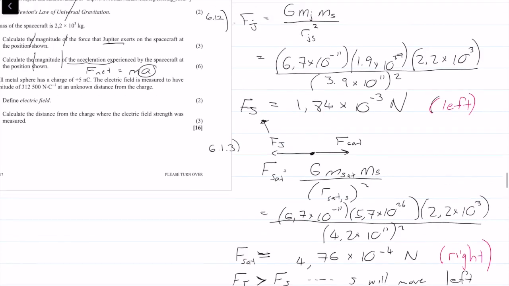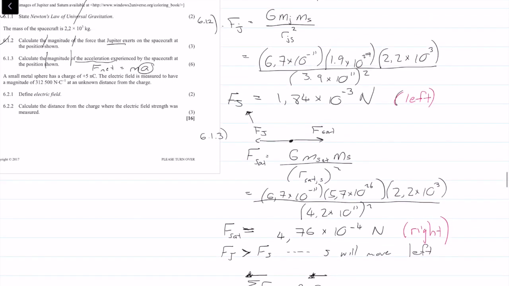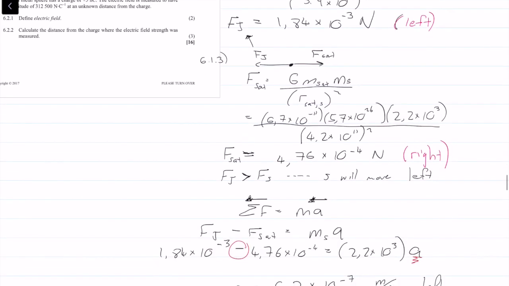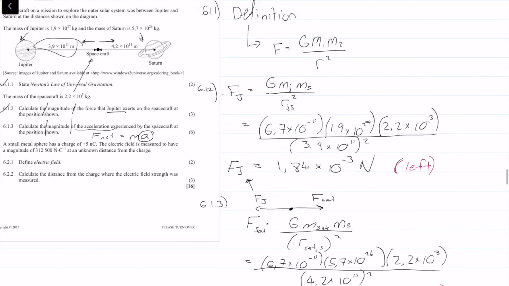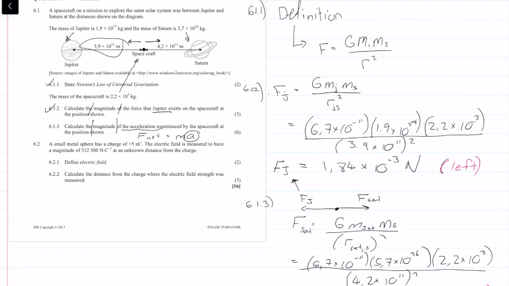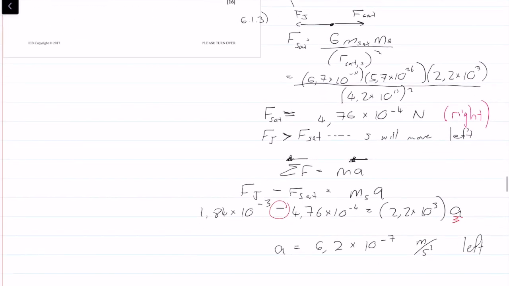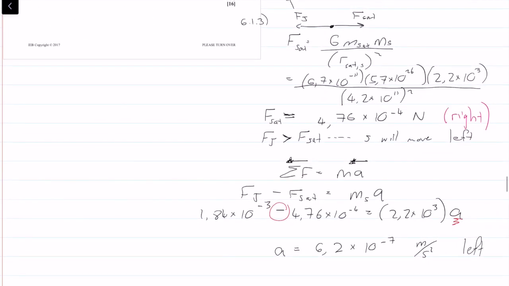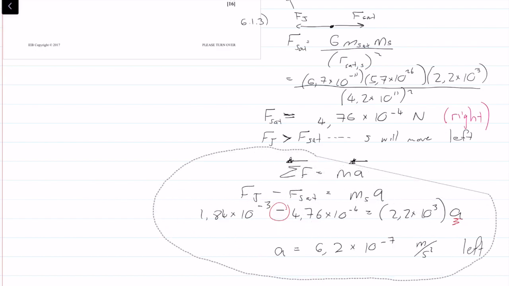Okay, so just to clarify, because I did make a bit of a mistake, basically the force exerted by Jupiter on the spacecraft was greater than the force exerted by Saturn, and Jupiter is on the left, so this force is bigger. So let's draw it in. Our force there was bigger, so our spacecraft will move towards the left, and we did a sum of our forces to get that. Okay, so I hope that made sense to you guys.